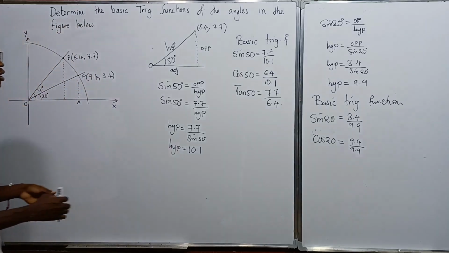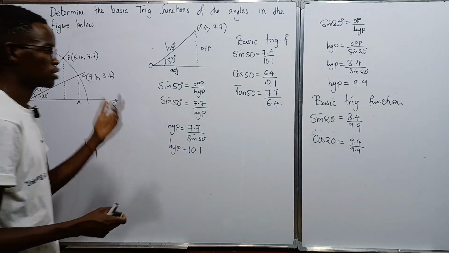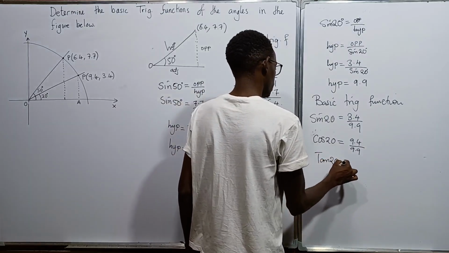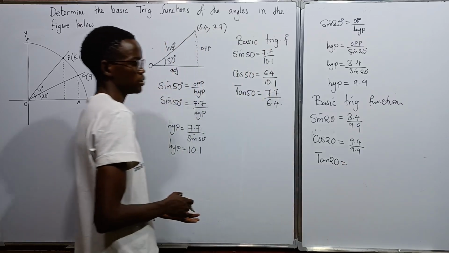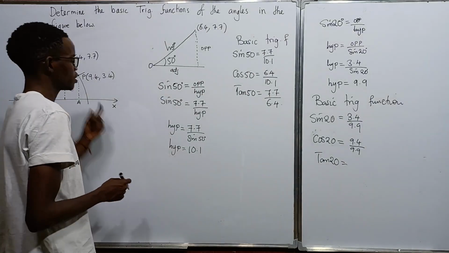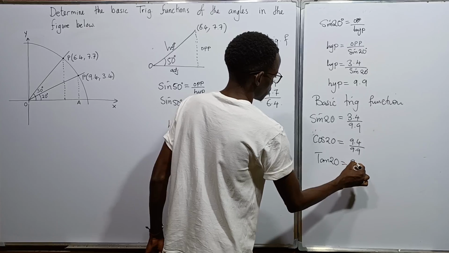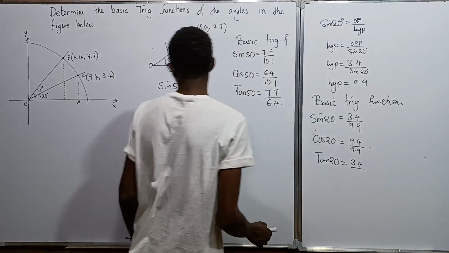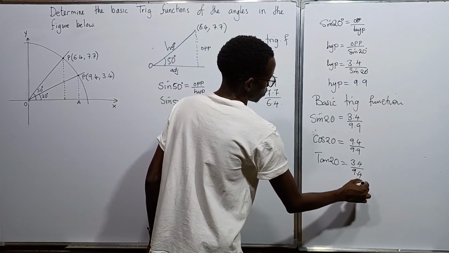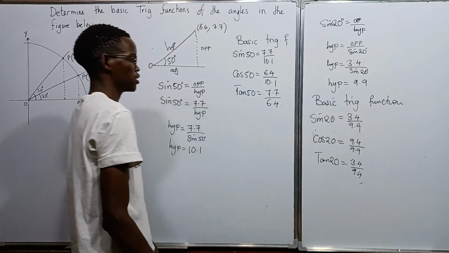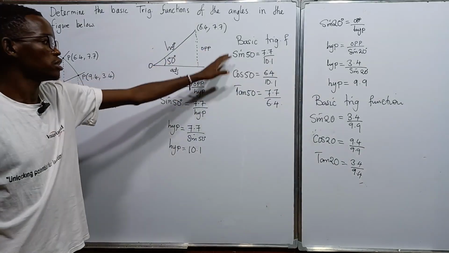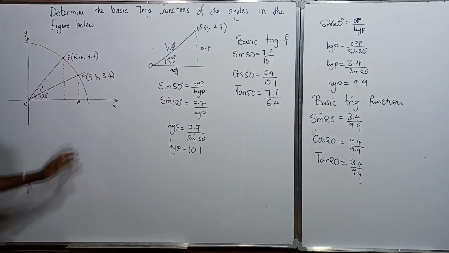Okay, so then we look at the last basic trig function that we have, which is the tangent function. Tan 20 is made up of the opposite over the adjacent. So our opposite in this case is 3.4 and our adjacent is 9.4. So these are the basic trigonometric functions for the smaller triangle that we have here, and these here are the basic trigonometric functions for the bigger angle that we have there.